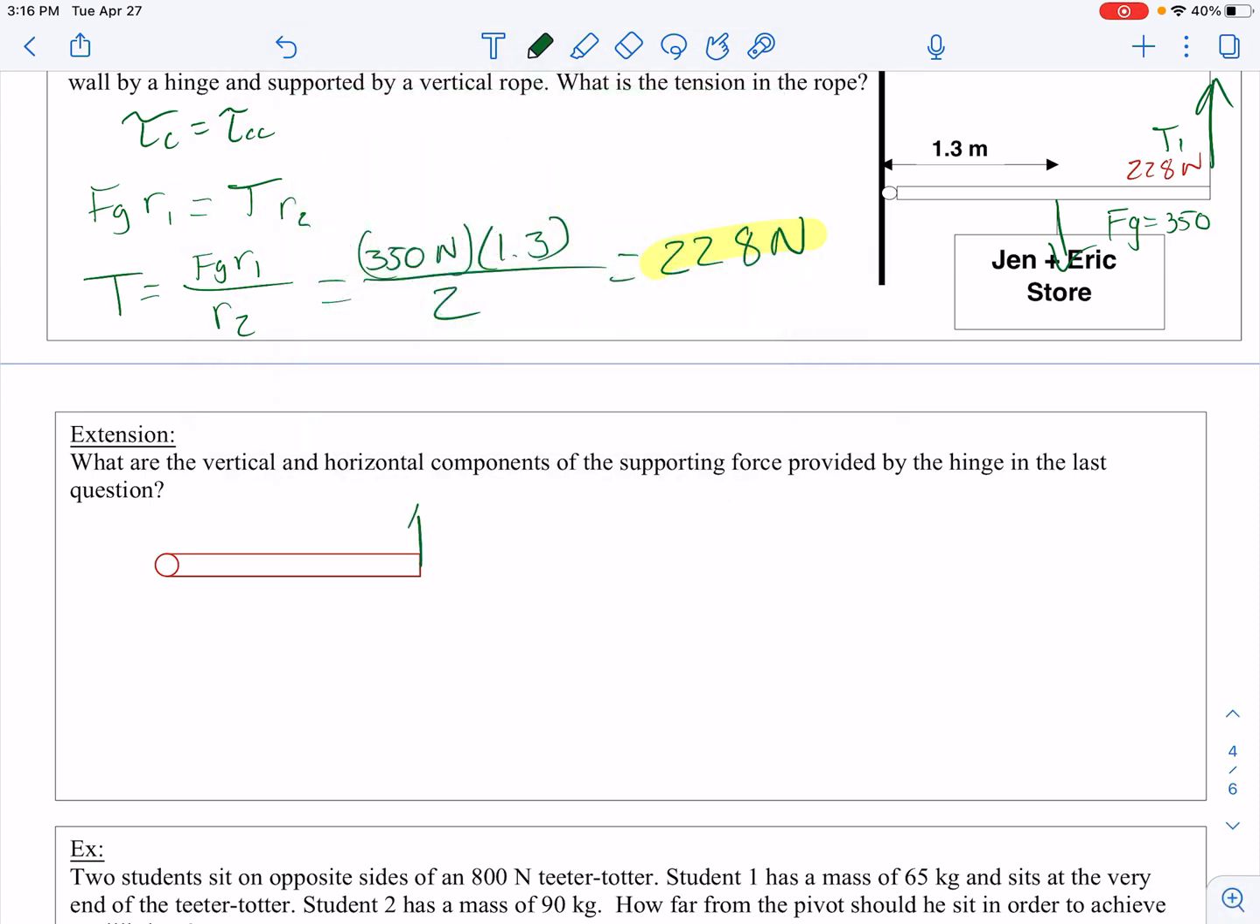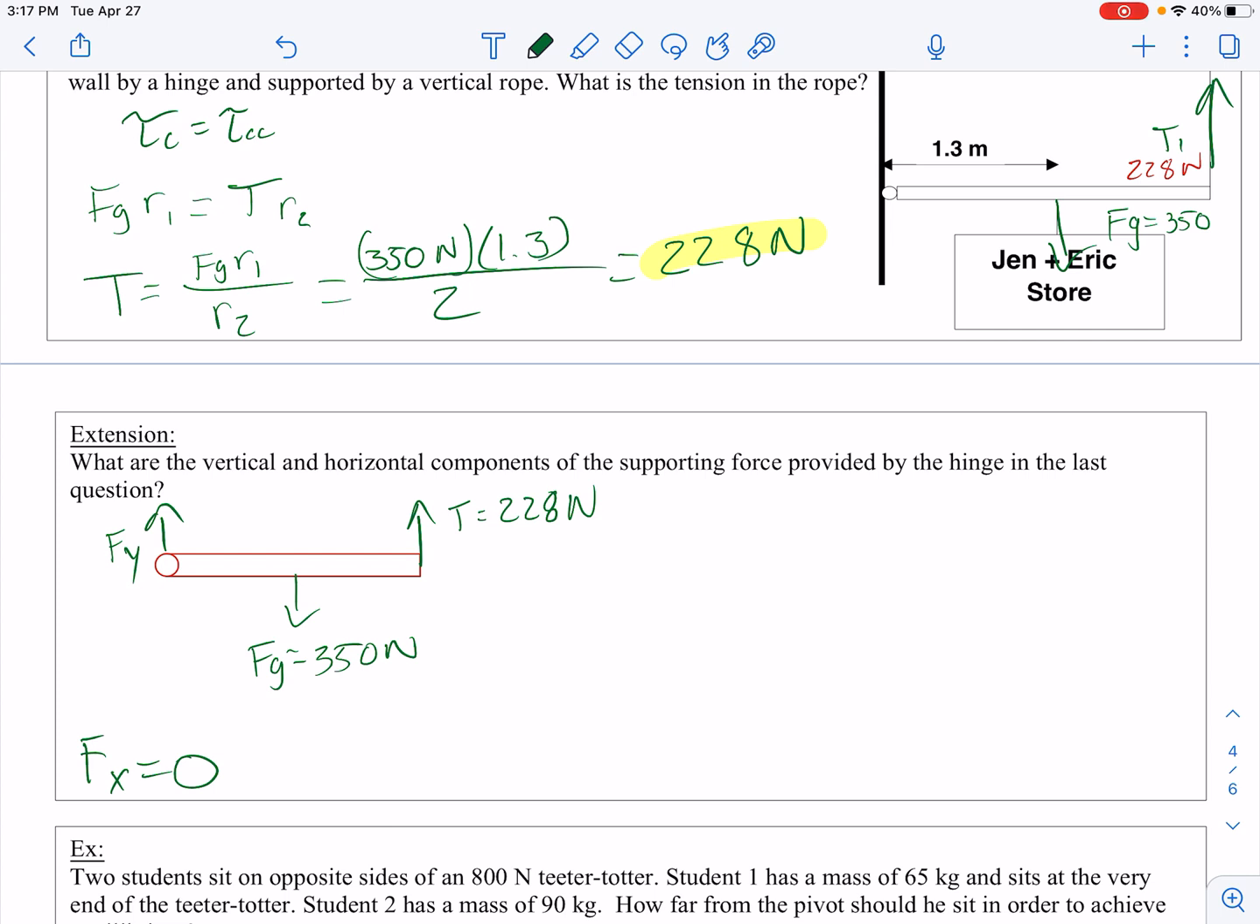All right. On one end, we have our rope that has a tensional force of 228 newtons. We know the pole is being pulled down with a force of 350 newtons. So we've got to figure out the y component of the hinge itself. Obviously, we don't really need to consider the x components, because we know it's not going to be rotating or moving in the x direction at all.